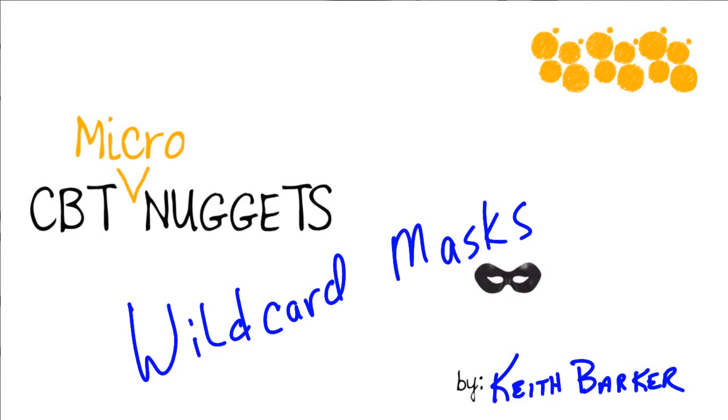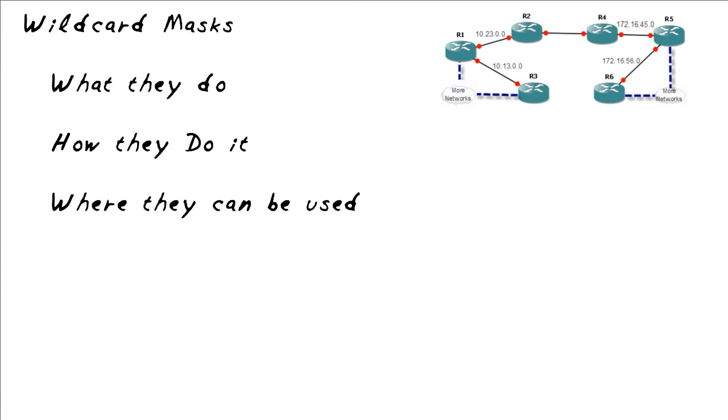Wildcard masks. So how exactly do you tell an access list entry that you're concerned about identifying a single subnet on a remote network? Have no fear, wildcard masks are here. Let's jump in.